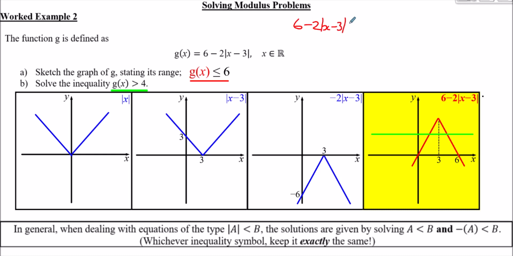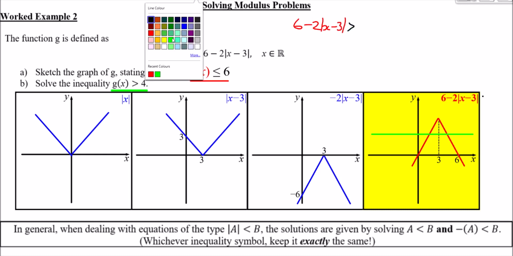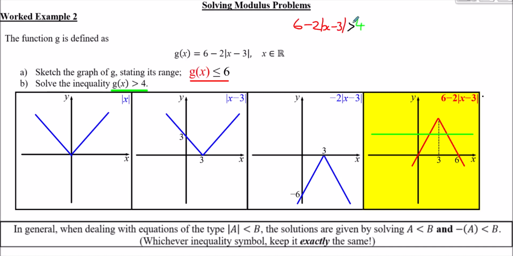is greater than 4. So I can isolate the mod symbol and then find the 2 inequalities I need to solve. So the first thing I'm going to do is to add 2 lots of mod x minus 3 to both sides. So that'll give me 6 is bigger than 4 plus 2 lots of a mod of x minus 3. If I now subtract 4 from both sides of this inequality, I get that 2 needs to be bigger than 2 lots of the modulus of x minus 3. Therefore, dividing both sides by 2, I can see that the mod of x minus 3 needs to be less than 1. I just switched these around. In other words, 1 needs to be bigger than the mod of x minus 3.